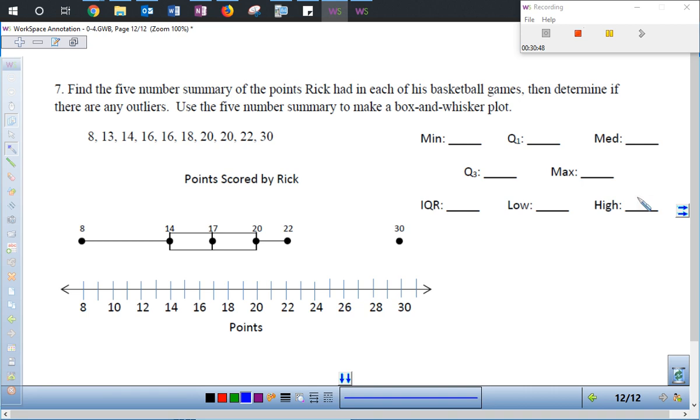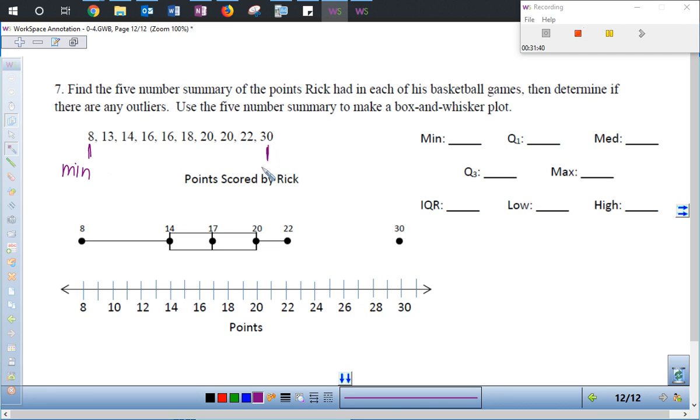So we're going to do a little bit of math here. Let's first of all make sure these numbers are in numerical order. And they definitely are. So now we can identify our 5-number summary. Remember the easiest value to find in your 5-number summary starts with the minimum because it's the very first one.